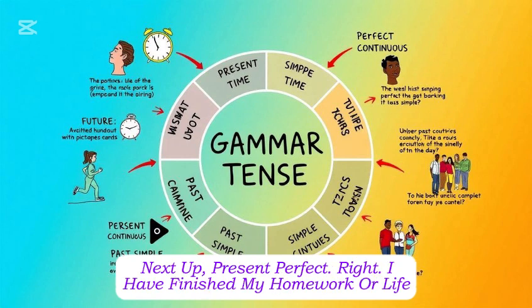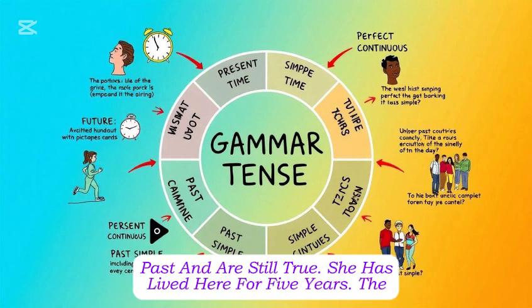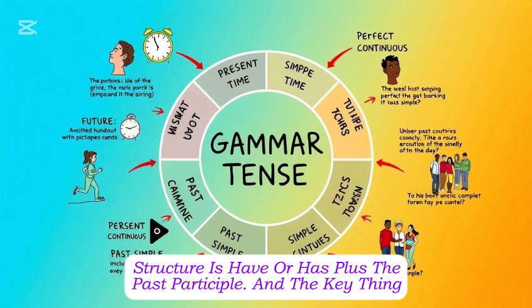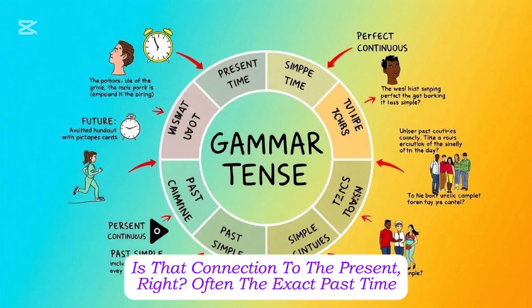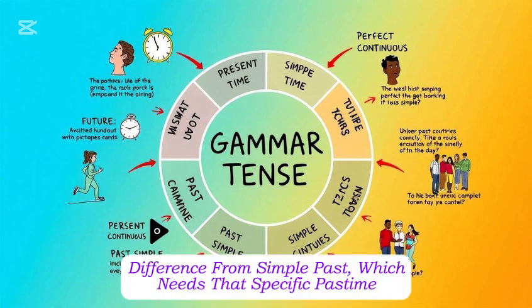Next up, present perfect. I have finished my homework. Or life experiences. I have seen that movie twice. Or things that started in the past and are still true. She has lived here for 5 years. The structure is have or has plus the past participle. And the key thing is that connection to the present. Often the exact past time isn't stated or isn't the main point. That's the crucial difference from simple past, which needs that specific past time anchor.